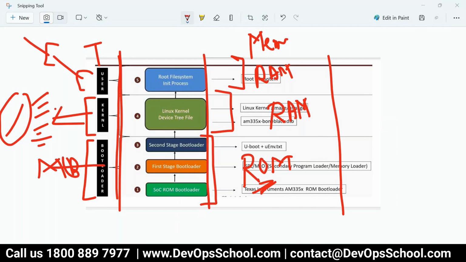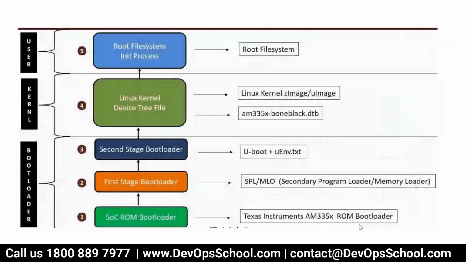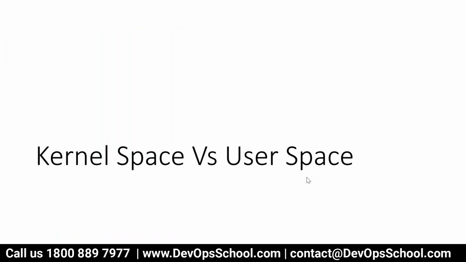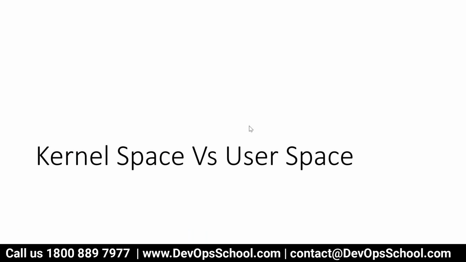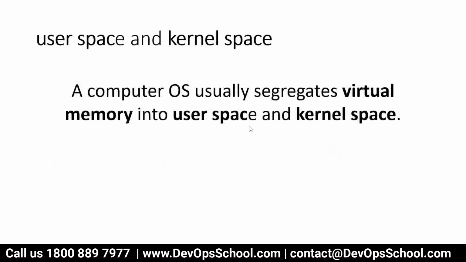Okay, so always remember these are primarily divided into three areas. Here you have two spaces, kernel space and user space. The bootloader, you understand, is built-in memory, but what is kernel space and what is user space? We need to discuss this one. Okay, so understand it in this way.